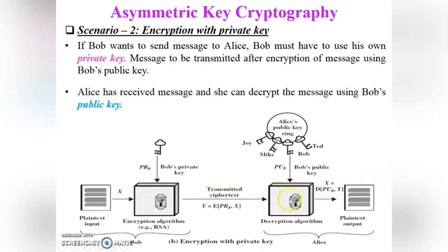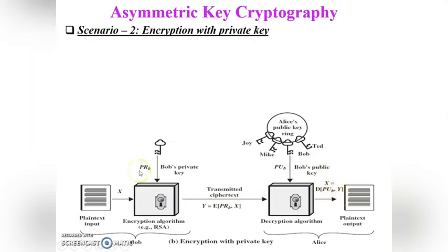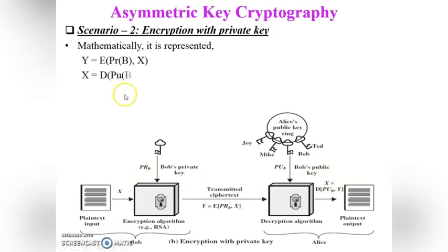Output of the encryption algorithm is Y, called ciphertext. So ciphertext is transmitted to the receiver side. Alice has received the message and she can decrypt the message using only her private key. Now you can see over here, this is the PRA notation. PR is the private key and A is Alice's private key. So the decryption algorithm's input is the ciphertext which is transmitted by Bob, and another input is the private key of Alice, and it generates the plain text output.